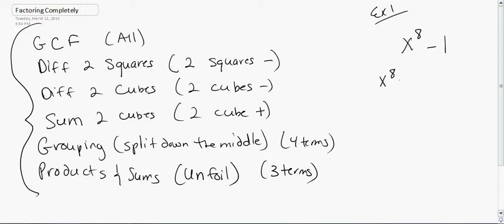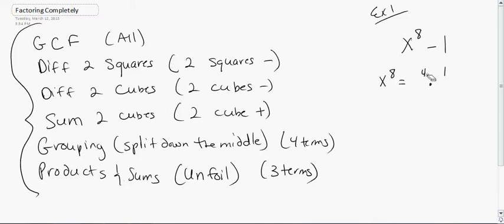X to the 8. If it's a perfect square, I can rewrite it as x to the something times itself. And in exponents, the rule is if you have the same base, you add the exponents together. So if I had x to the 4th times x to the 4th, something times itself, I would find out what that answer was by saying, well, what's x to the 4 plus 4? And that would bring me right back to x to the 8. So x to the 8 is definitely a perfect square.